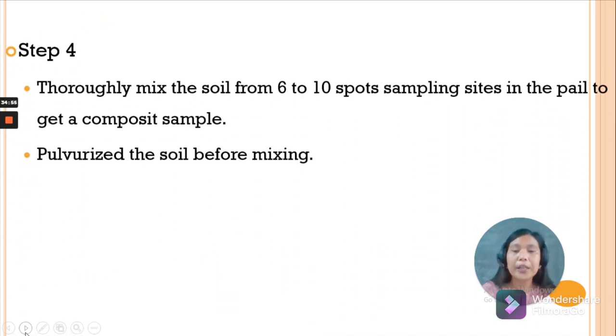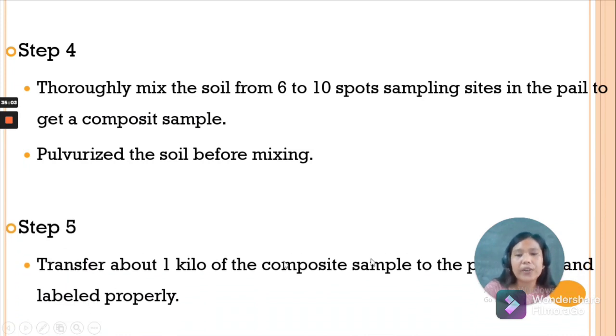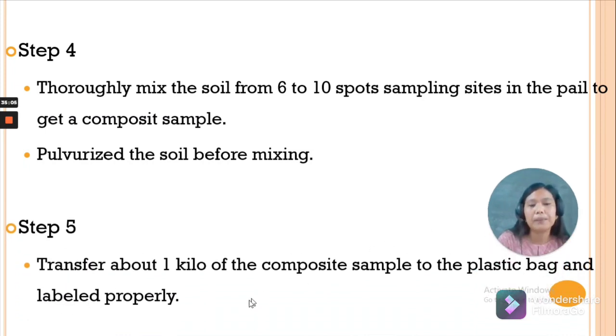Okay. So, thoroughly mix the soil. That is what we call a composite, no? Pulverize the soil before mixing. Then, transfer about 1 kilo of the composite sample to a plastic bag and label it properly. So, the sample is now mixed thoroughly, class. The particles are all mixed together, so they can represent the whole population.